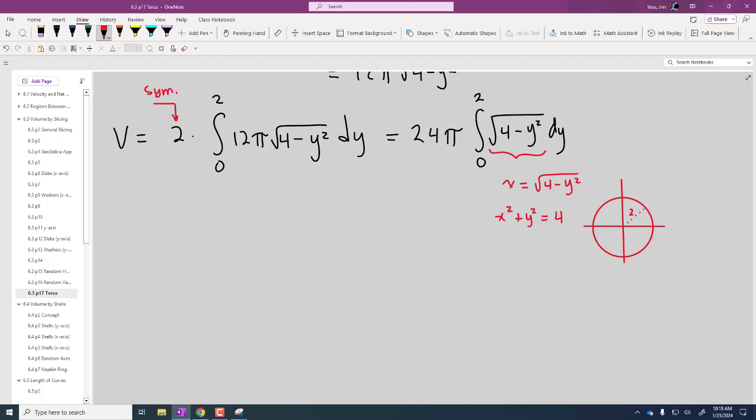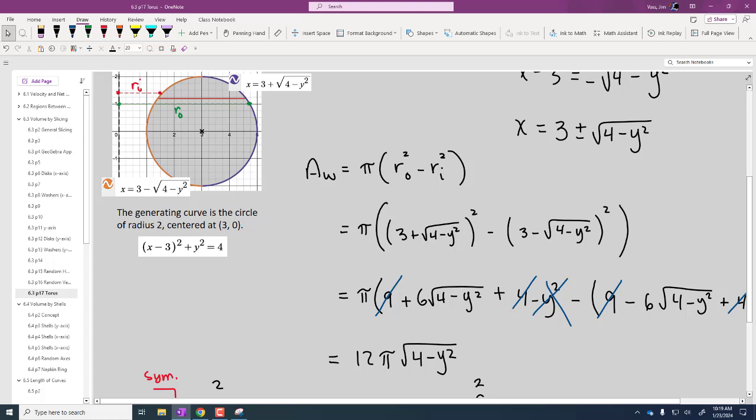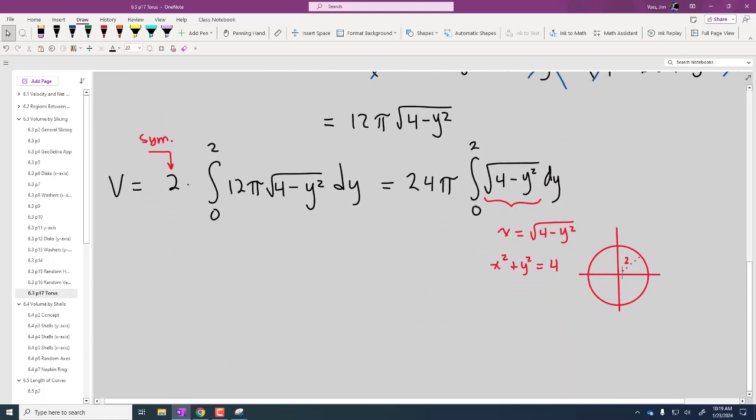Everyone with me so far? So this is part of that curve. This is a subset of that curve. What subset is it? Well, x equals the positive square root, like we just did earlier with the torus. Up here, the positive square root is the right side, the negative square root is the left side. So this positive square root is going to be the right side of this circle. If it was x equals negative square root of 4 minus y squared, that'd be the left side. So it's the right side.